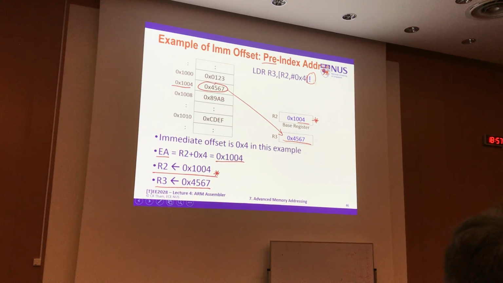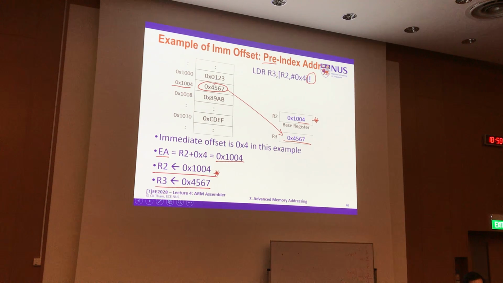But when I have this exclamation mark and it is pre-indexed, I actually change the value in the base register. In the earlier case, this one doesn't change. This automatic update is very useful when I have a list of numbers that I need to process, for example. If I have a loop that goes round and round, I will be able to process different values in the list conveniently. And quite often we do that, right?